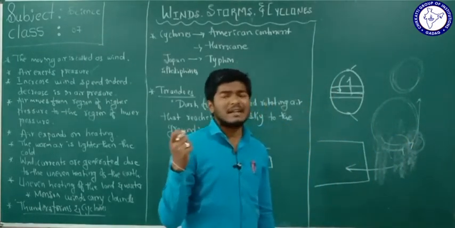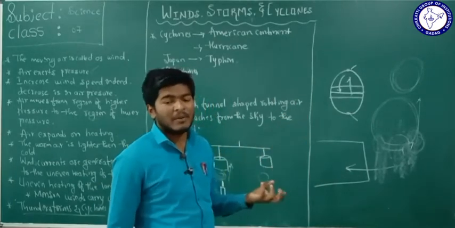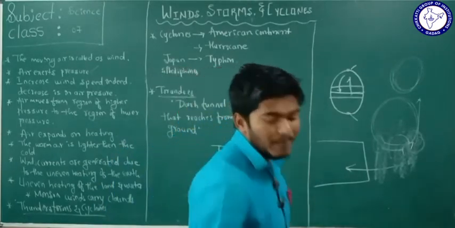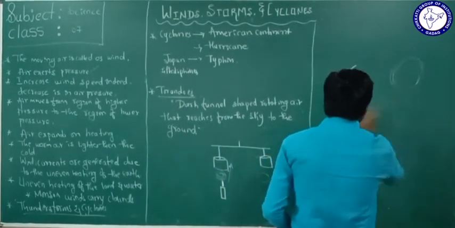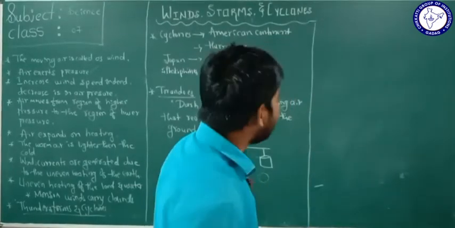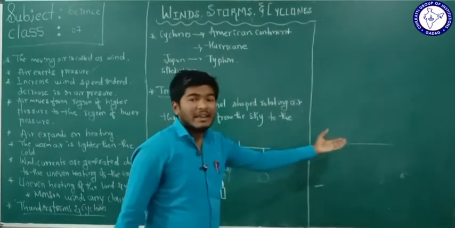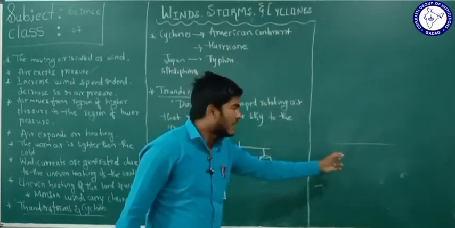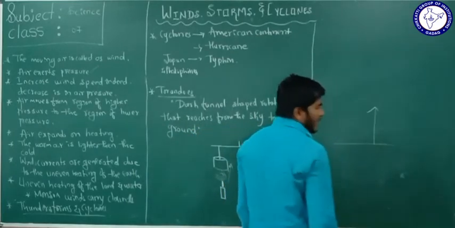So what are thunderstorms? What is the lightning effect? How are thunderstorms formed? That will be seen now. What happens when the air is heated? See here, this is the sea level. When the air is heated at the sea level, that air moves towards the upper side.